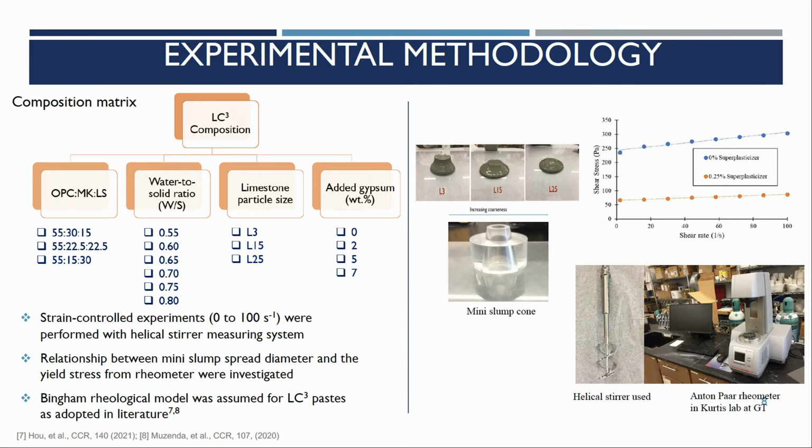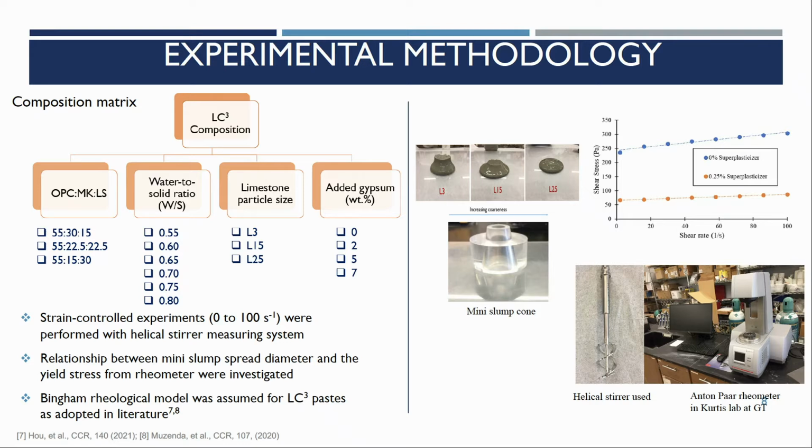So getting back to LC3, this was the composition space that we explored. We did this work as a first benchmark study to really understand forces without the influence of chemical admixtures. And so what that meant was that we're operating at much higher levels of water than you would normally operate. But we needed this range in order to get workability out of as many of the samples as possible. We looked at these three different ratios of the metakaolin and the limestone, different ratios of water to cementitious or solids, 3 different limestone particle sizes, and then 4 different levels of added gypsum.